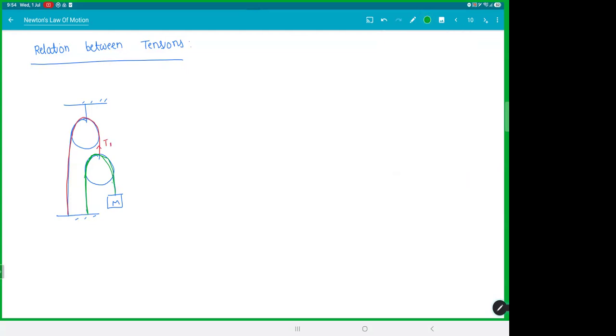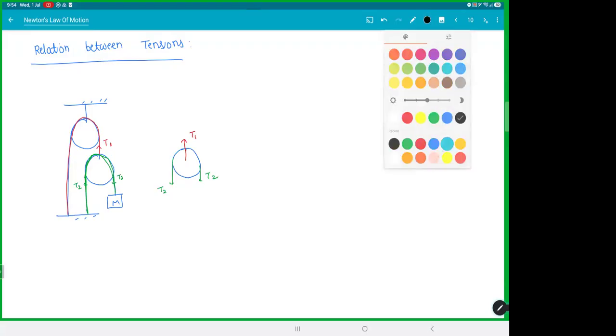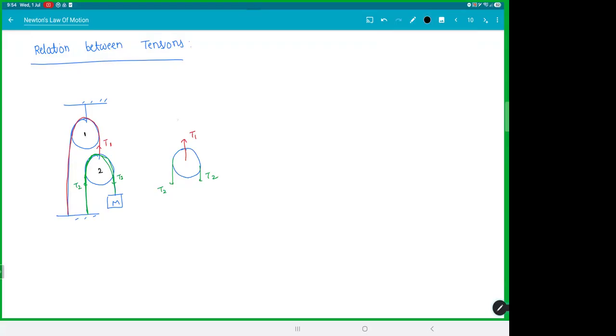This green one is pulling with T2 and T2. So if I actually draw this pulley in the middle, look at the forces here. The red one is pulling up. The green ones, like I said, the strings always pull T2 and T2. This is pulley 1 and pulley 2. So meaning one tension T1 is being balanced by 2 times tension T2.